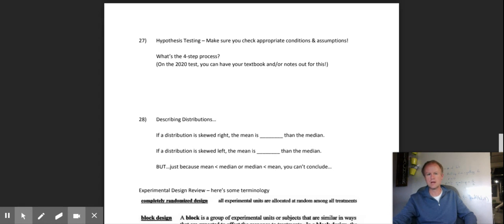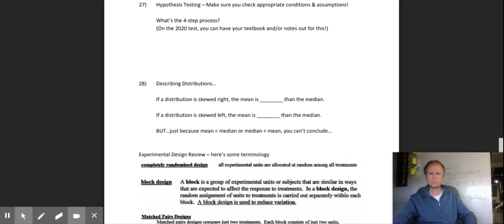It's open notes on the 2020 test, so you shouldn't have any issues with that. More likely, they will ask you why you need to do these certain assumptions and conditions. Really, what's the significance of them? So you might want to revisit that in your textbook. The practice test question that I did last week with you, I posted a video on Friday. That could help you as well.